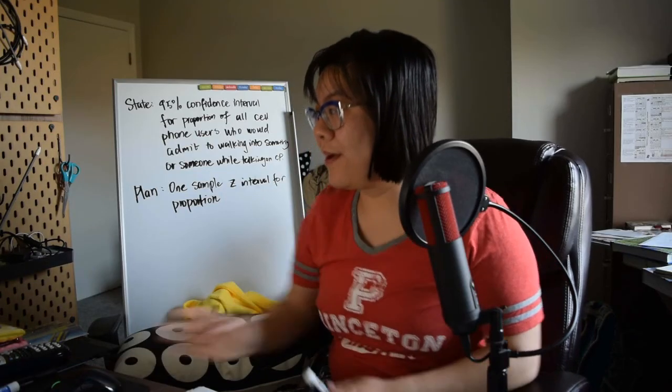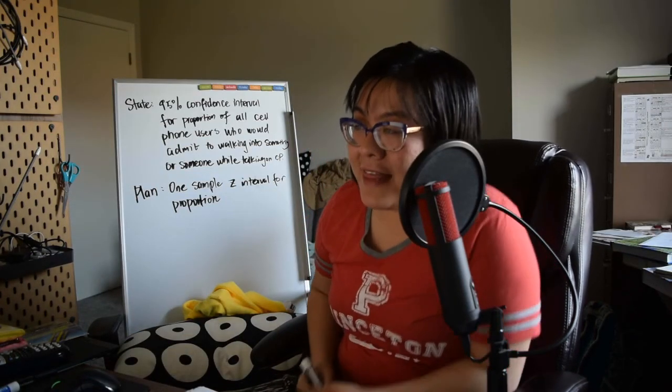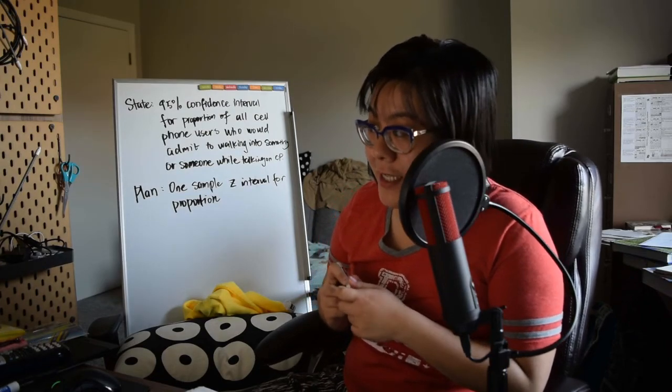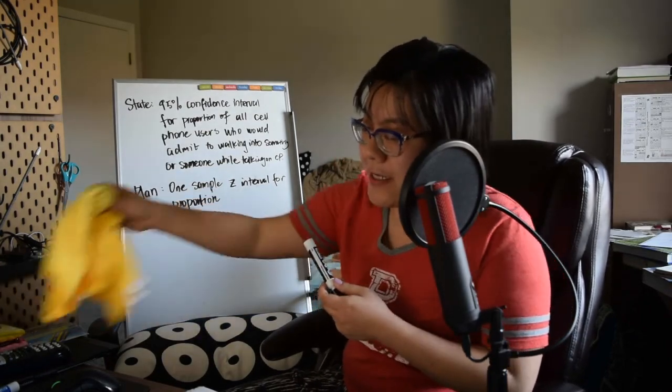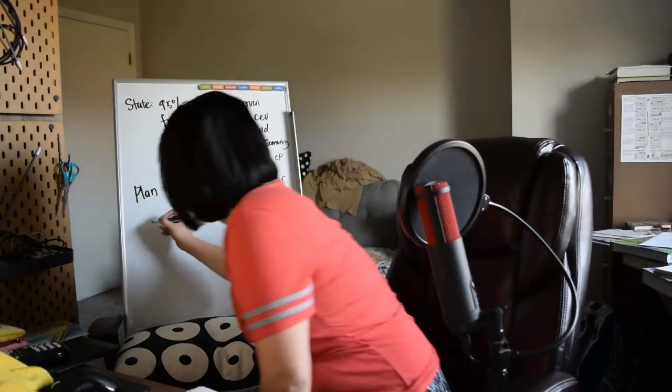All right, so our plan is to use one sample z interval for proportion. Give me 1 second. Let me see if this works. Okay, very good. And then now we need to check the conditions. Last week we talked about there are 3 conditions.